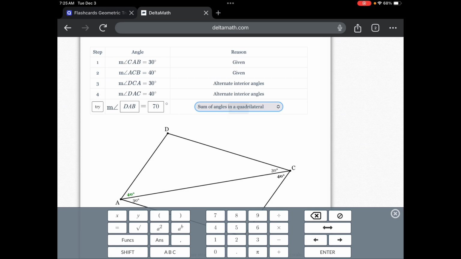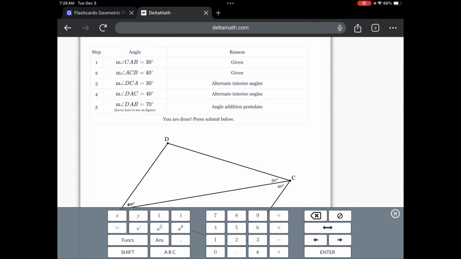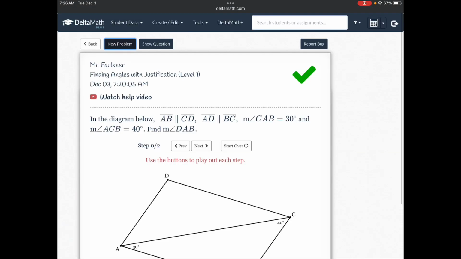Now if you notice, I'm going to go all the way down to the bottom here. I want you to look at a couple of these choices. After same side interior angles, we have angle addition postulate and angle subtraction postulate. Since I added two angles together, I'm using angle addition postulate. I click try, they tell me I'm done, submit answer, and we're good to go.